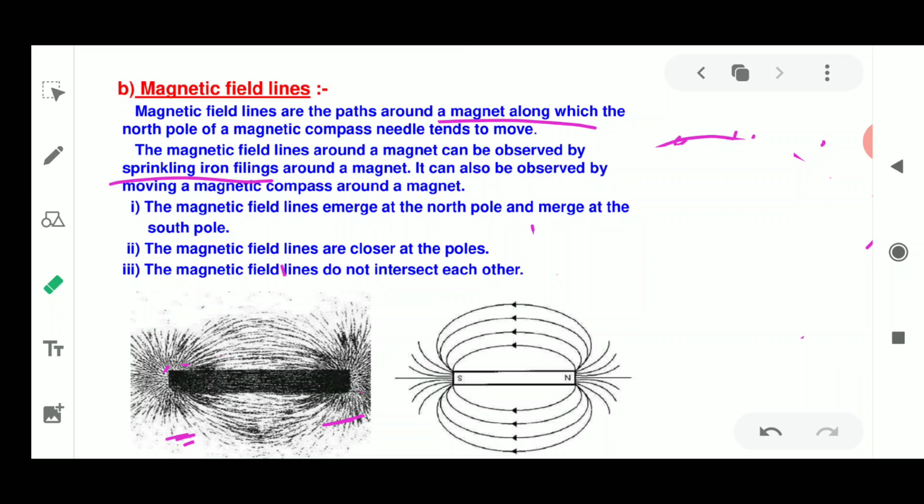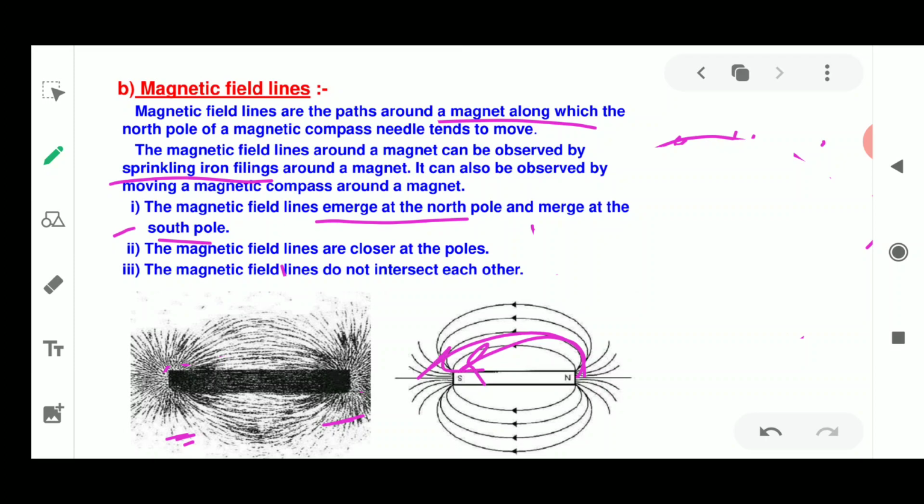Now what are the properties of magnetic field lines? Magnetic field lines emerge at the north pole. This is the first property. They emerge at the north pole and merge into the south pole, meaning they come out from the north pole and enter the south pole. Please remember, they appear to come from the north pole and go towards the south pole.